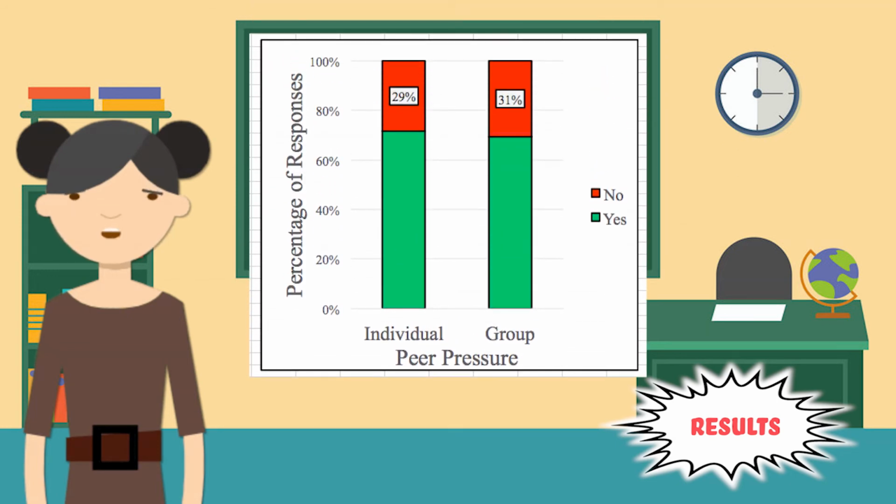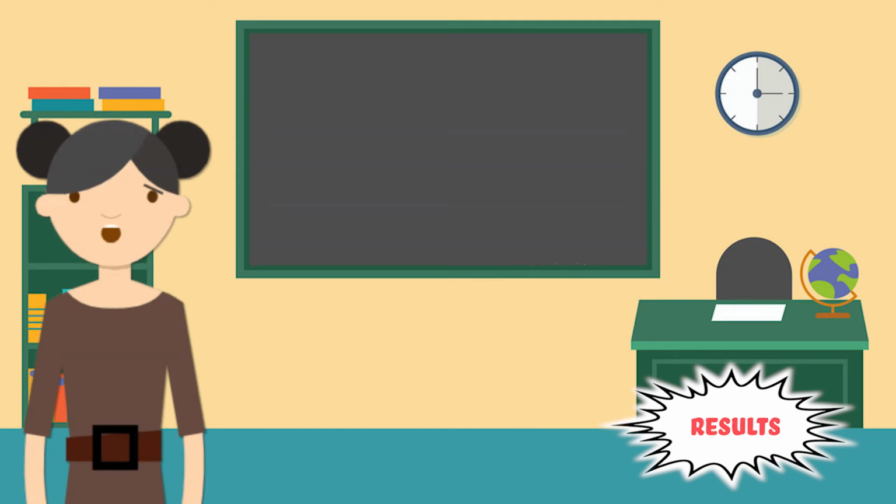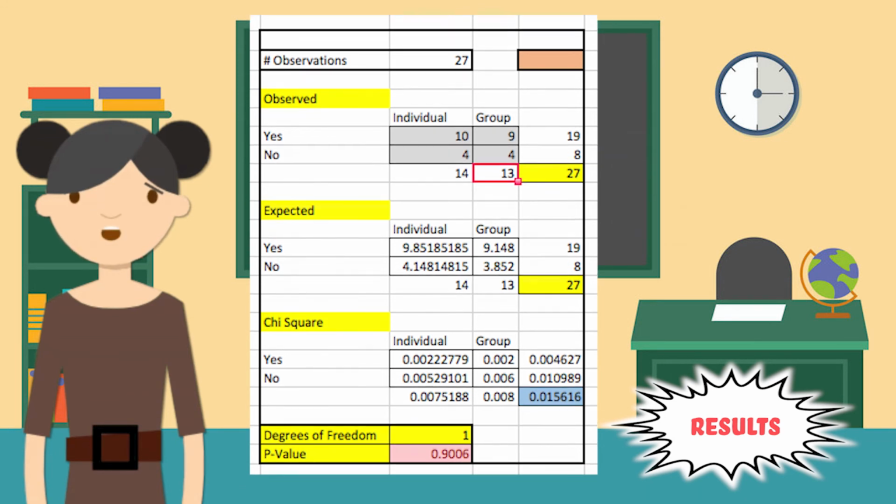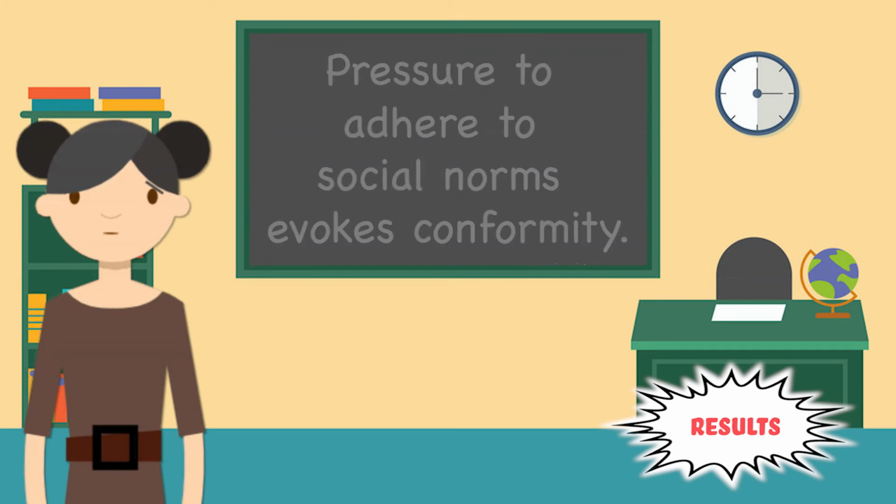Chi-square analysis shows the individual result of 71% positive response and 29% negative responses. Group results were 69% positive response and 31% negative response. People performed identically across conditions. The data analysis shows no significance in the results. Our p-value was 0.9006.